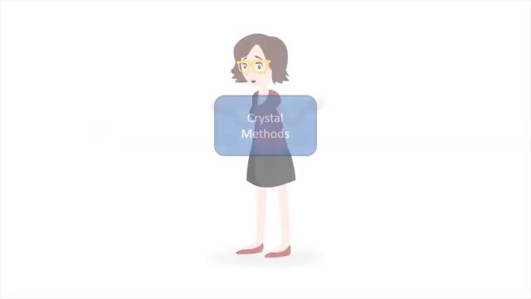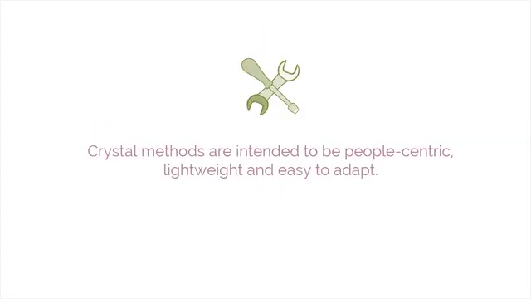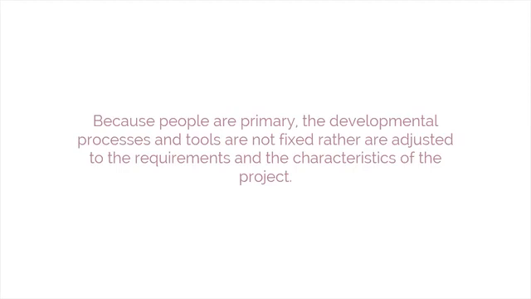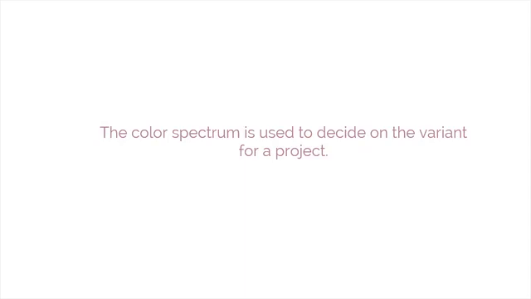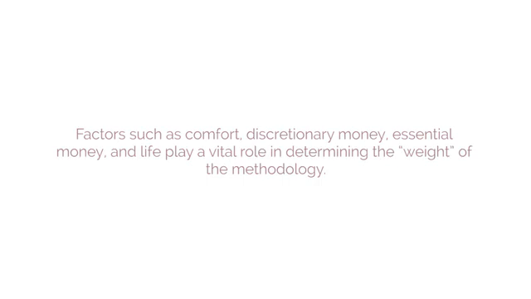The third method is Crystal methods. Crystal methods are intended to be people-centric, lightweight, and easy to adapt. Because people are primary, the developmental processes and tools are not fixed, rather are adjusted to the requirements and the characteristics of the project. The color spectrum is used to decide on the variant for a project. Factors such as comfort, discretionary money, essential money, and life play a vital role in determining the weight of the methodology, which is represented in various colors of the spectrum.